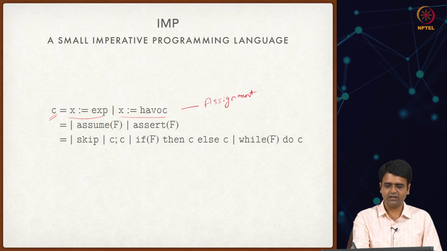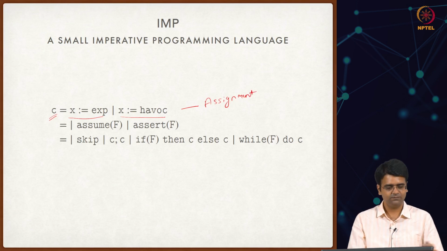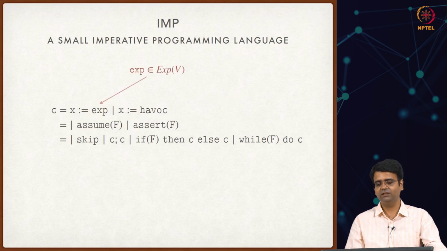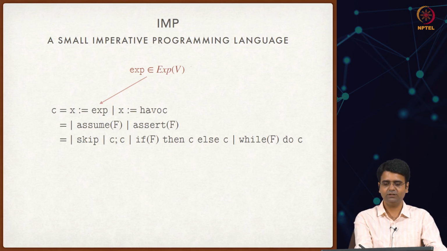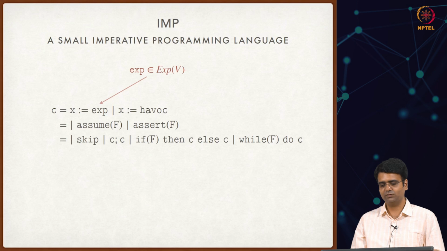so they are used to assign a value to a variable. So here x is a program variable, and we use this colon equal to notation for assignment. Now what is this exp and havoc? So exp in fact is a linear expression. It's any expression, any term in linear integer arithmetic. So therefore exp belongs to exp of V. Which means that you can essentially construct any linear expression out of program variables, and then you can use that linear expression as the right hand side of an assignment statement.